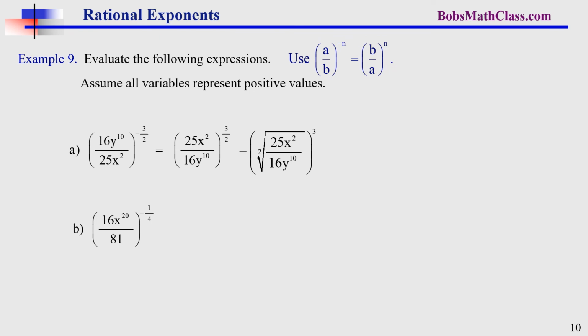Now perform the square root of the numerator over the square root of the denominator. Square root of 25 is 5. And 2 goes into 2 one time, so 5x on top. Square root of 16 is 4, and then 2 goes into 10 5 times. Now raise each to the third power. 5 to the third power is 125. 4 to the third power is 64. Multiply the exponents. The exponent on the x is just a 1, so 1 times 3 is 3. On the bottom, 5 times 3 is 15.